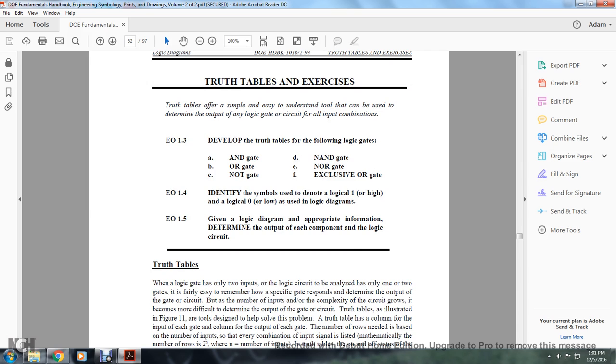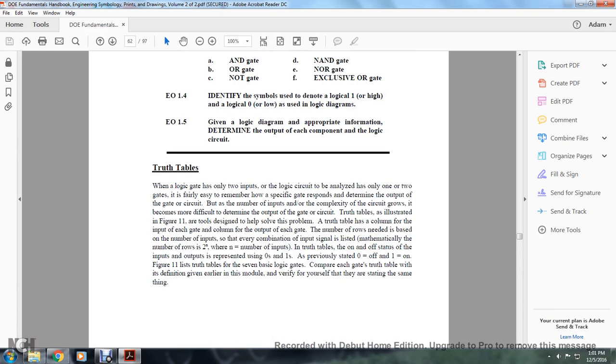Truth table exercise. Develop a truth table of the following logical gates: and, or, not gate, and, or, nor gate, exclusive or gate. Identify the symbols used to denote logic 1 or higher, or logic 0 or lower. Use the logic diagrams. Given the logic diagram and appropriate information, determine the output of each of the components in the logic circuits. Truth tables for logic gates that have only 2 inputs can be analyzed with one of the 2 gates.